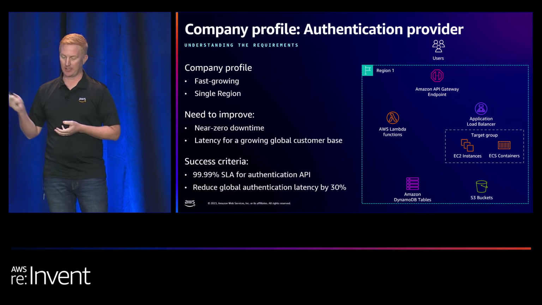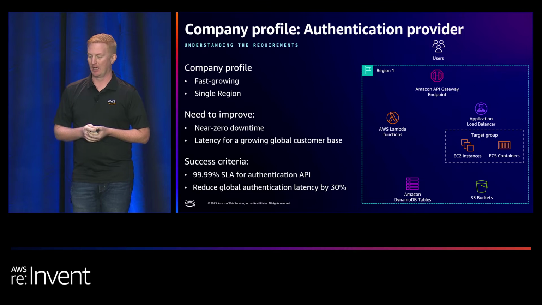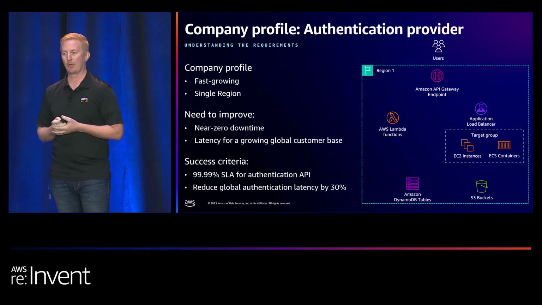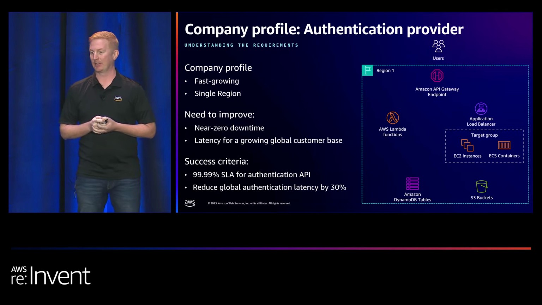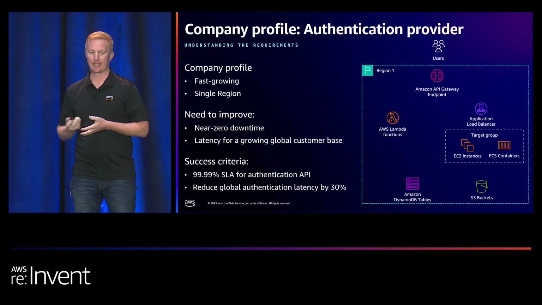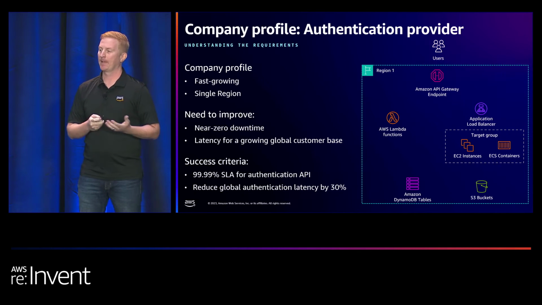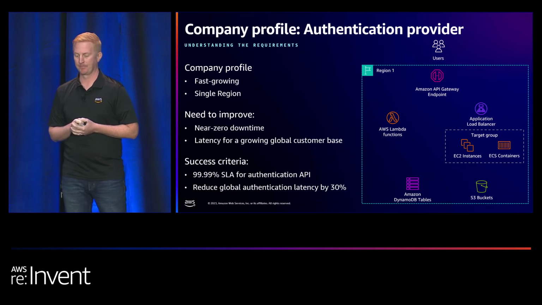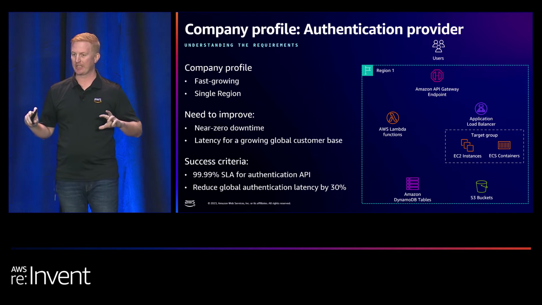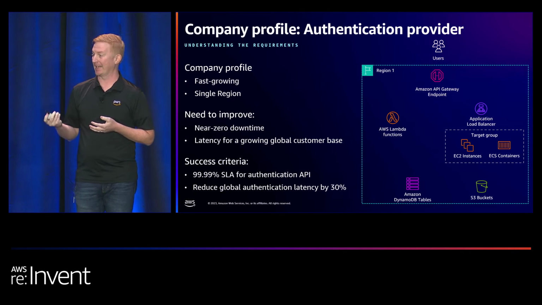You can see a brief architecture diagram here. This is currently a single region application. Users come in, they first hit an API gateway endpoint, and then depending on the request, the users will be directed to either a Lambda function or an application load balancer that has both ECS containers as well as EC2 instances. Then there's a persistent storage layer at the bottom there that consists of both DynamoDB as well as S3.